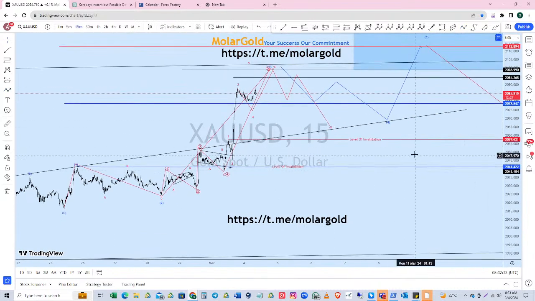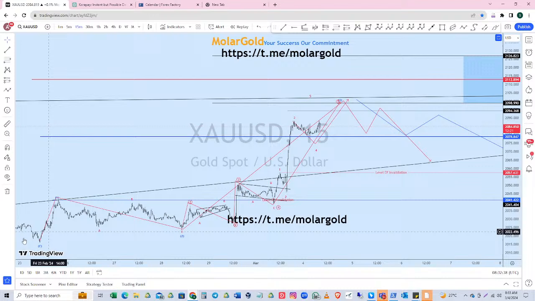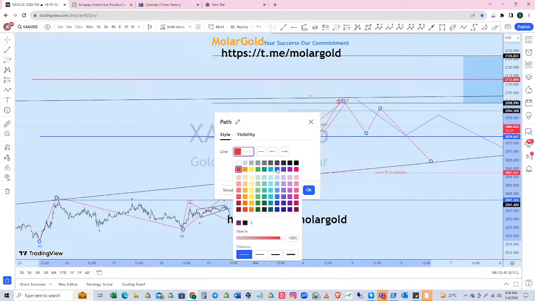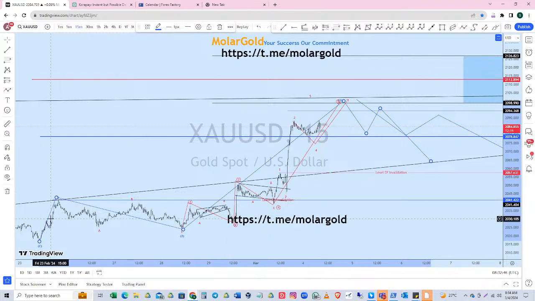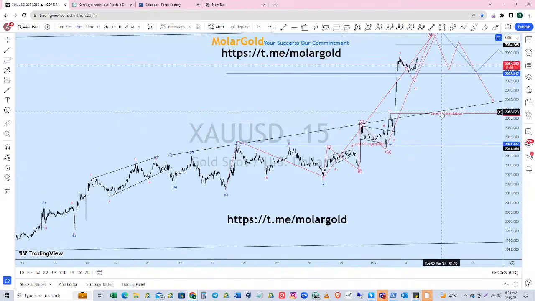All right, let me squeeze the chart like this. Yeah, something like this will be perfectly fine. So let me change the color to blue. So we have the blue degree, which is 1, 2, 3, and then we get a correction like that: 1, 2, 3, 4, 5. Once we are done, we should impulse into this box, and that is where the cycle would end. The blue box is where the cycle is going to end.